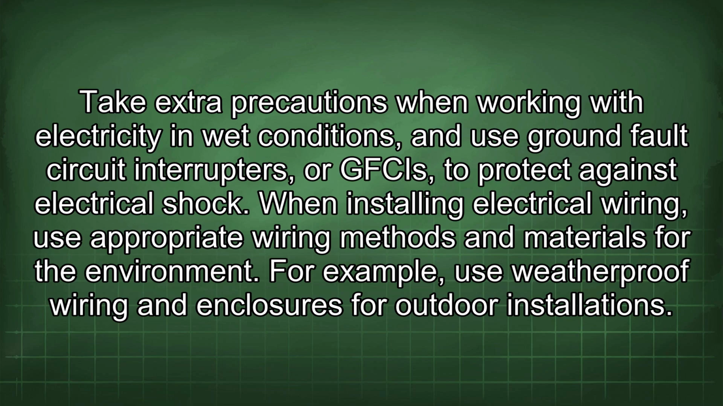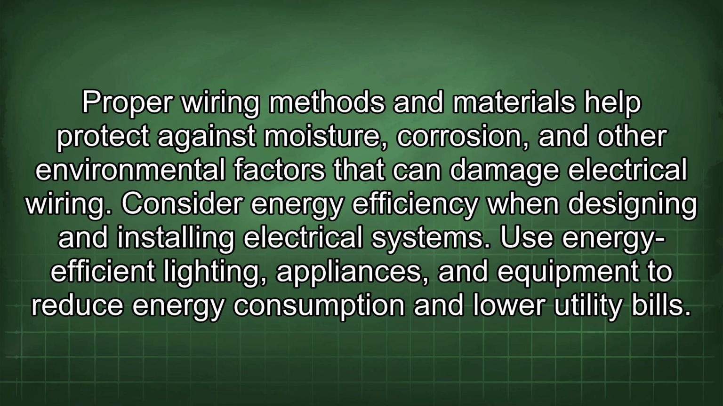When installing electrical wiring, use appropriate wiring methods and materials for the environment. For example, use weatherproof wiring and enclosures for outdoor installations. Proper wiring methods and materials help protect against moisture, corrosion, and other environmental factors that can damage electrical wiring.